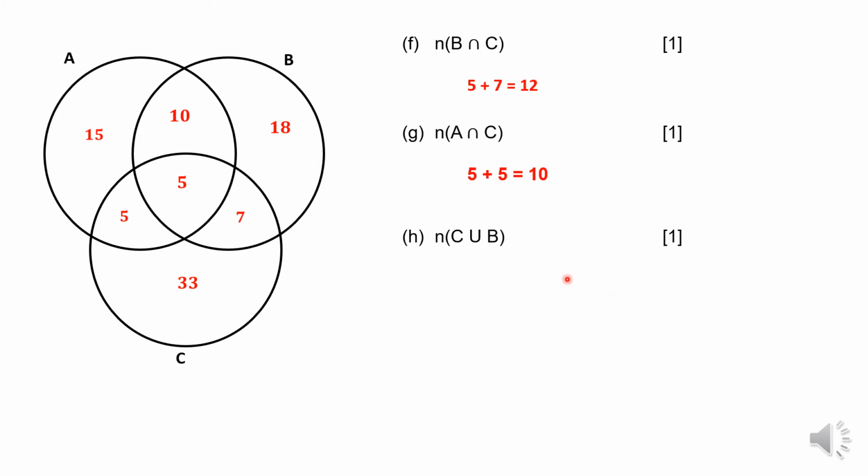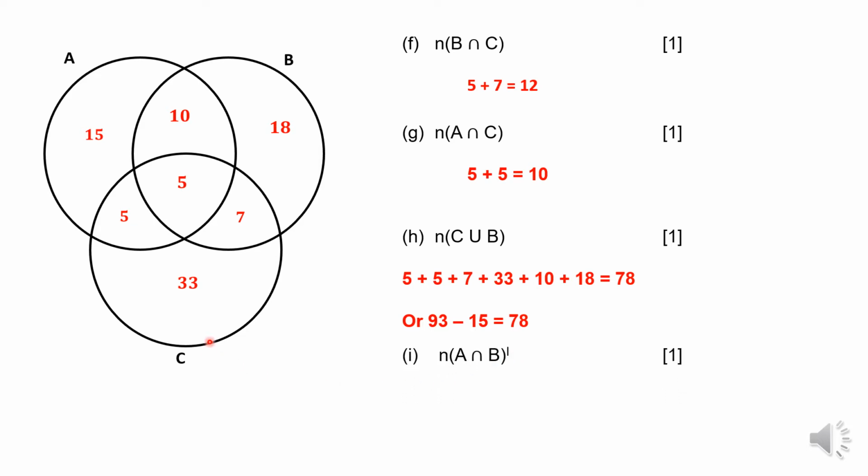Now, what they're asking here at H is you are supposed to find the number of elements when you join set C with set B. So ultimately, you add everything here. Or remember, all of these add up to 93, all right? Or you can take away 15 from 93. It still will give you the same answer, which is 78.